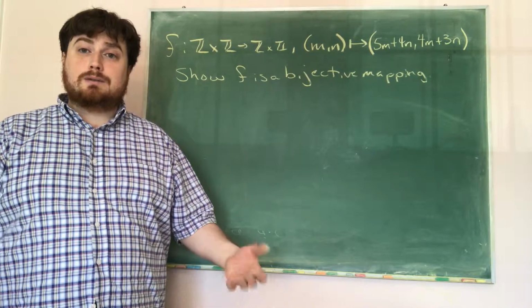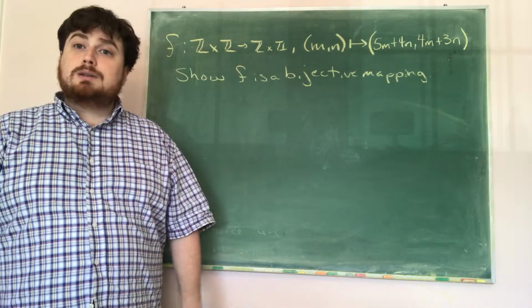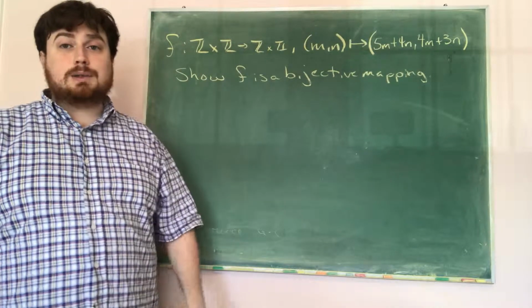And so that means that we're going to have to show that it's a well-defined mapping, that it's one-to-one, and that it's onto. As we go through that, we'll go through it piece by piece until we're finally able to show that f is bijective.